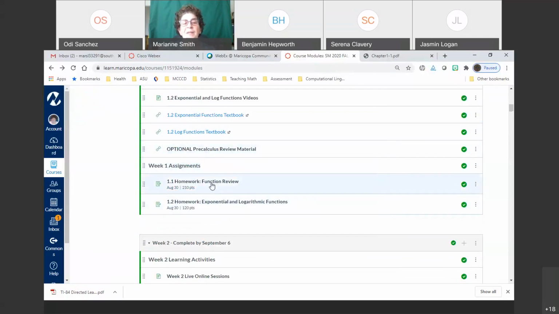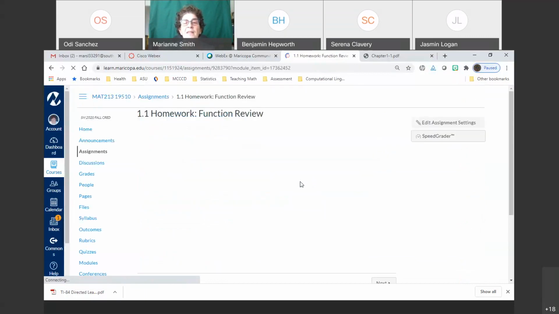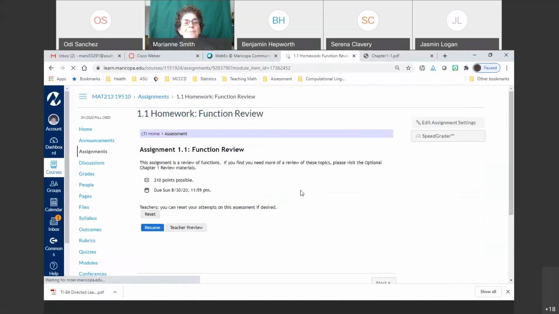These are the assignments that will be due on August 30th: this function review in the homework and the exponential and logarithmic functions. You don't need to log into any other homework management system. You can get into these directly by just clicking on the links. Hopefully that will open for me without a problem. And again, you can get into this like this. So basically it's due on the 30th.